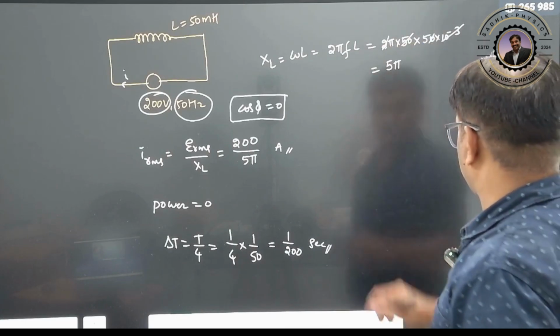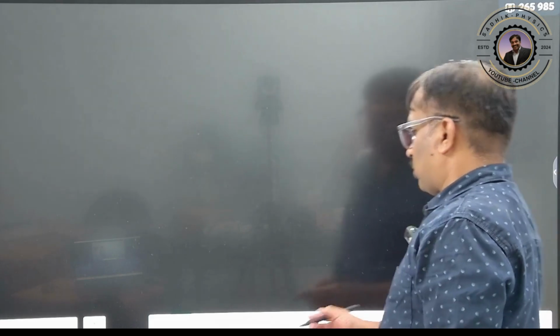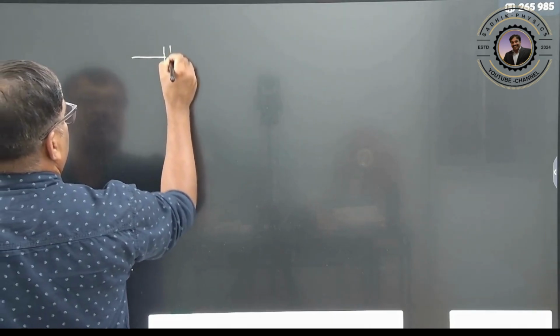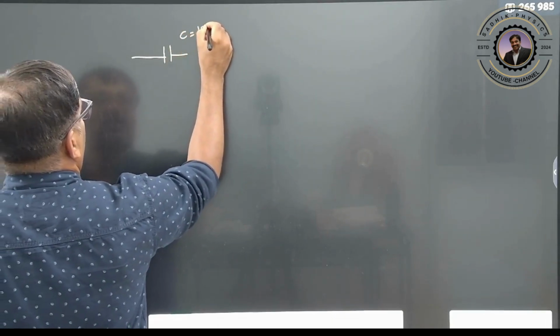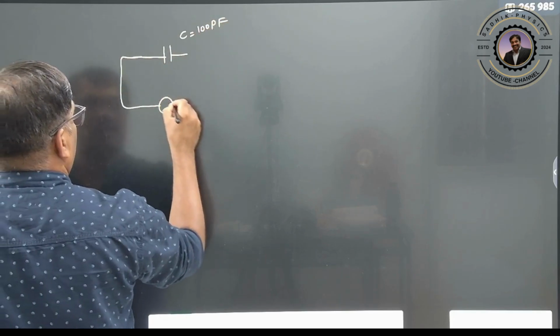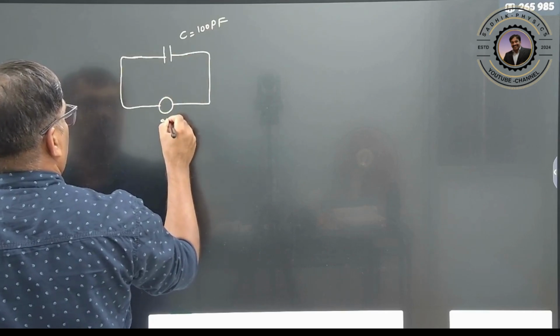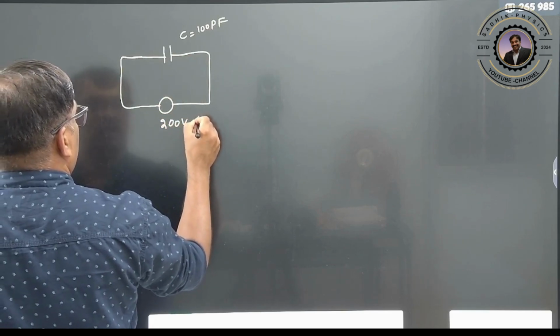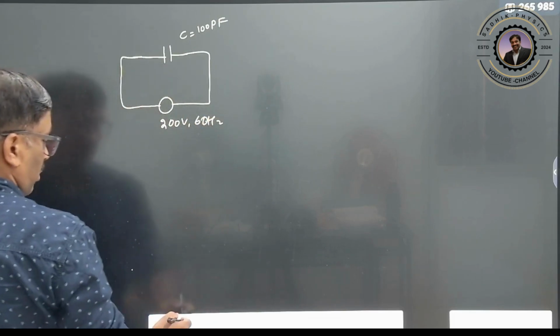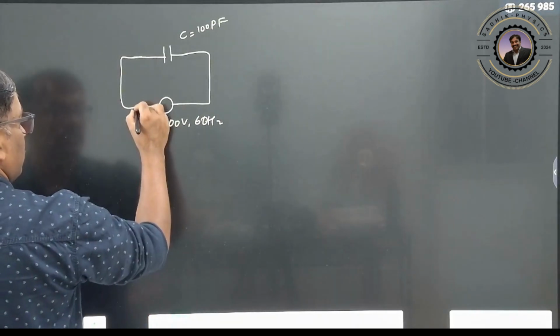Now next. So you can rewrite it as the same thing. Suppose there is one capacitor now. C is equal to 100 picofarad. So 200 volts into 60 hertz. Suppose it is given. Now we want to calculate IRMS here, no?